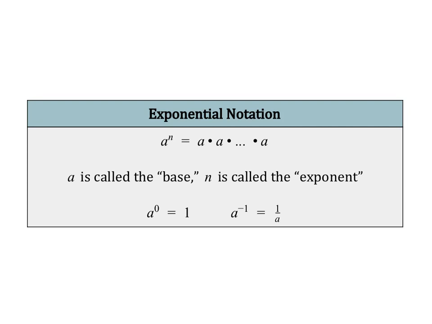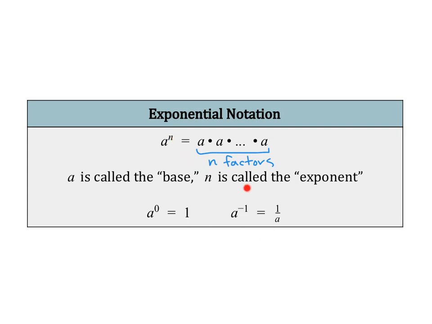So exponential notation, of course, looks like this: a to the power of n, and by definition, a to the power of n equals a times a times a times... a, for n factors. So of course we know that a is called the base and n is called the exponent.